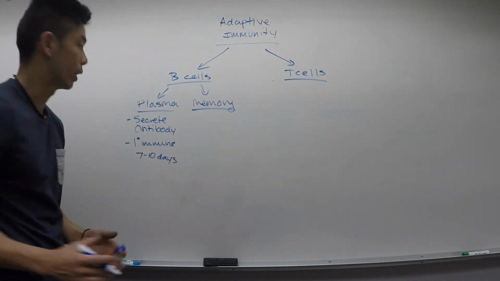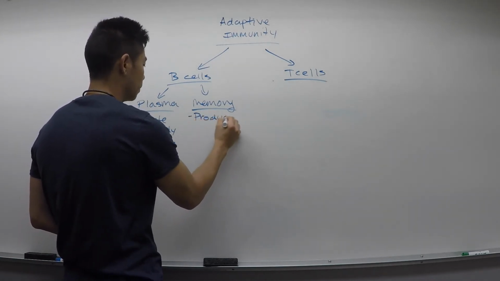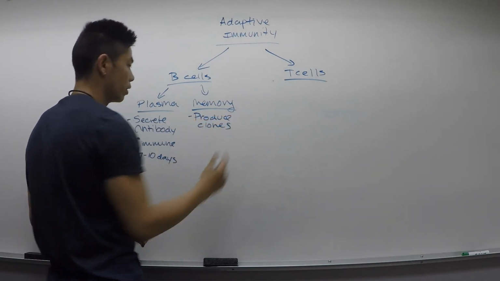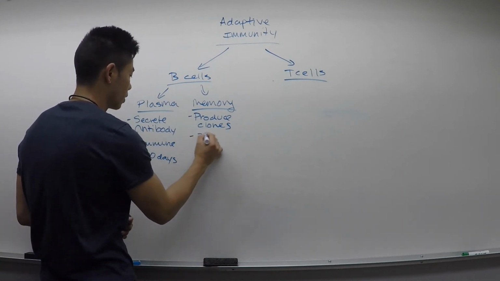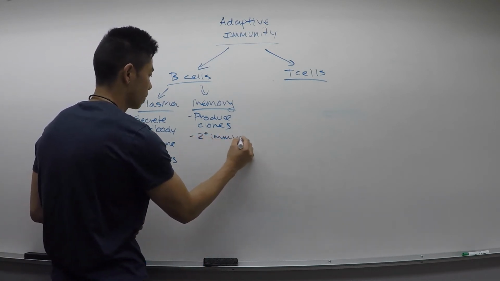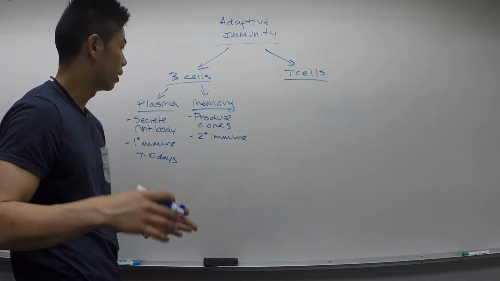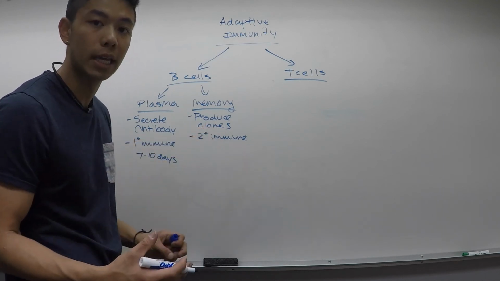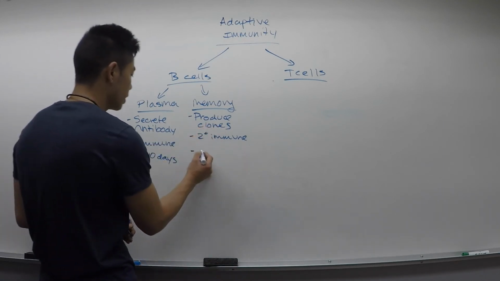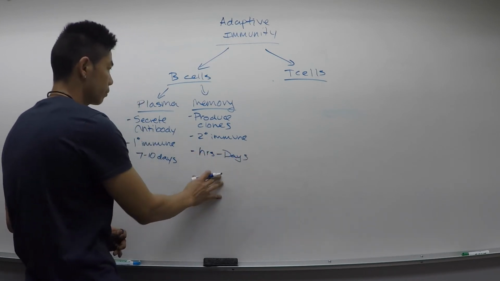which isn't that quick. Now our memory B cells are going to produce clones, and these clones are going to be saved in our body for the next time we get this infection. So these are going to be responsible for our secondary immune response. The next time we get this infection, we're going to secrete a bunch of these memory cells, which are going to be able to take care of that infection a lot quicker. So this can take hours to days, which is a lot quicker.